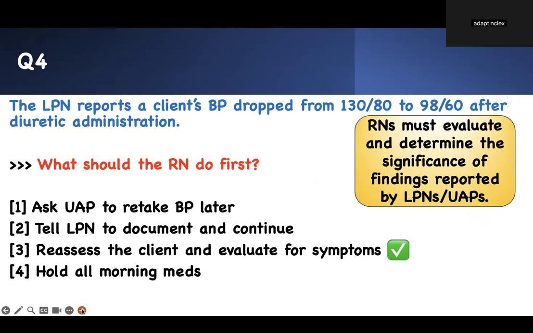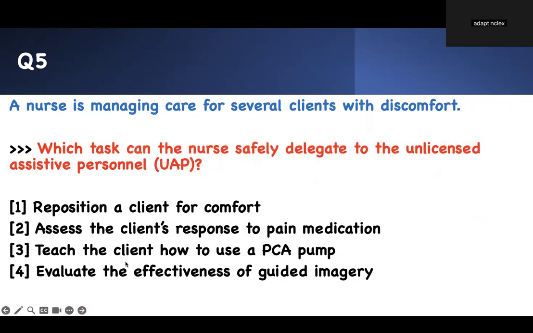Number 5. The nurse is managing care for several clients with discomfort. Pain is the biggest area of the NCLEX, and they love it. Therefore, every member of the RN team can provide some pain and comfort. But which way do they provide it? I want you to write this down. Stop the video, take a look at it, check. I provide a chapter associated with it, and master these areas of comfort.